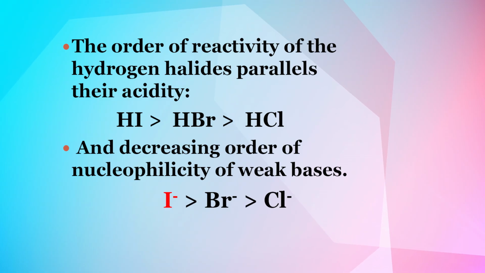So the decreasing order of nucleophilicity of the bases will be: iodide will be the strongest nucleophile, followed by bromide, followed by Cl minus. Now here I am using two terms, nucleophilicity and bases. So what do we mean? A bromide anion can act as a nucleophile when it makes a bond with a carbon atom, and it will act as a base when it makes a bond with a proton. So the same anion can act as a nucleophile as well as a base.